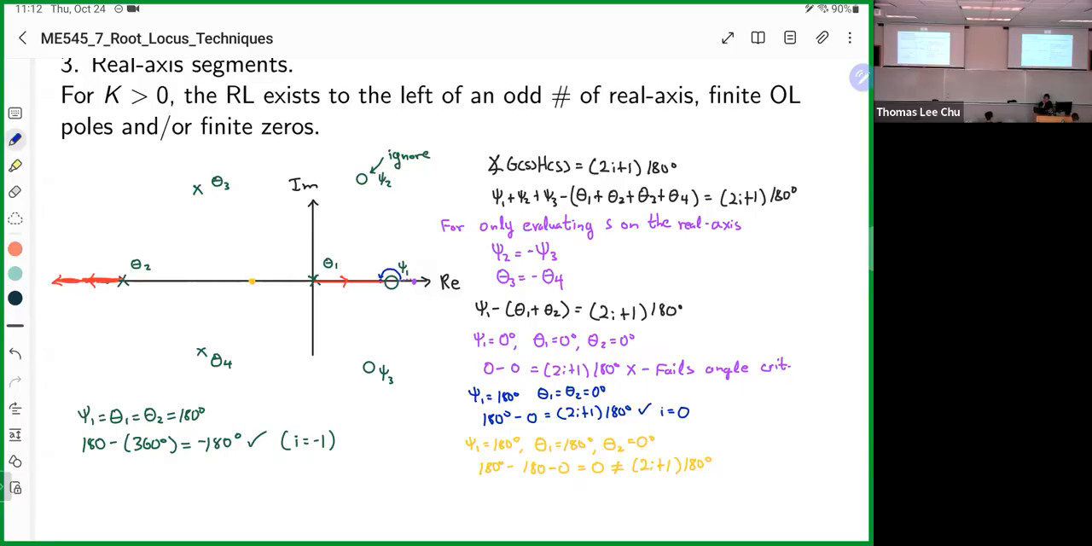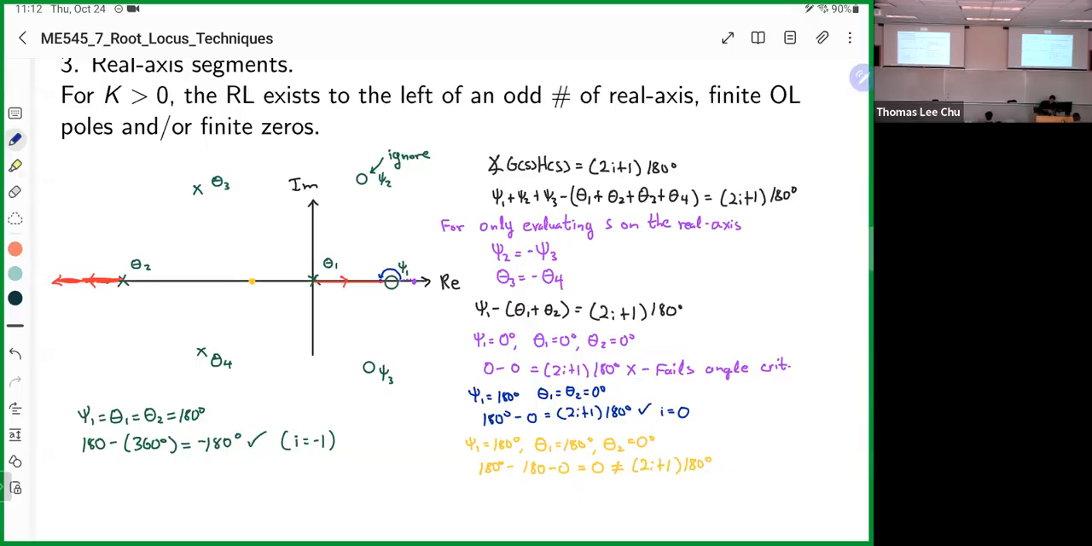All right, so that's how you identify, and we can just ignore any conjugate poles and zeros because they cancel each other out. So with this trick, you can immediately draw the real axis segments on a root locus. You don't need to calculate anything. You can just know that exists.